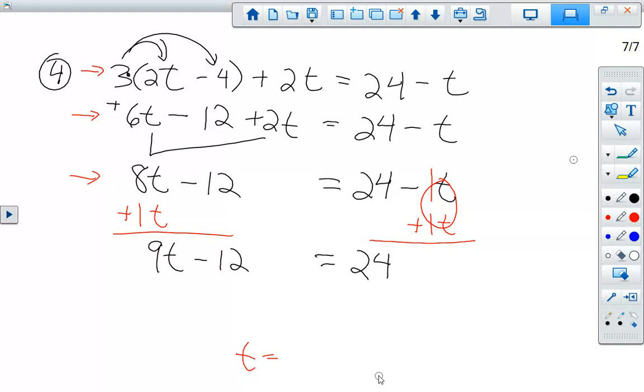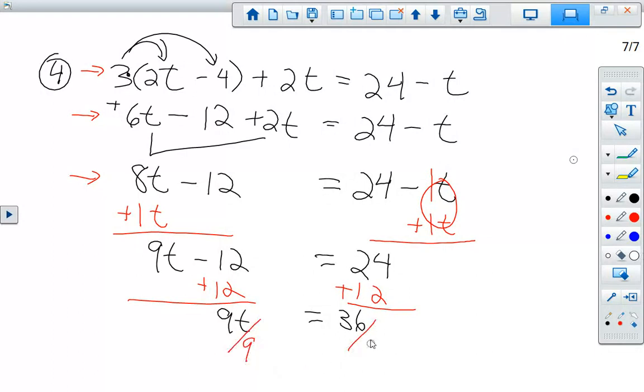What's your plan on this? Add 12. Because it's a minus, so you're going to add. Good. And we are working across the equal sign. Whatever we do to one side, we have to do to the other. So we're going to have that 9t, and it's going to equal 36. And so what happens now to get the t by itself? What are you going to divide by? Yeah, positive 9. So t would equal, these are both positive, so that's going to just equal positive 4.